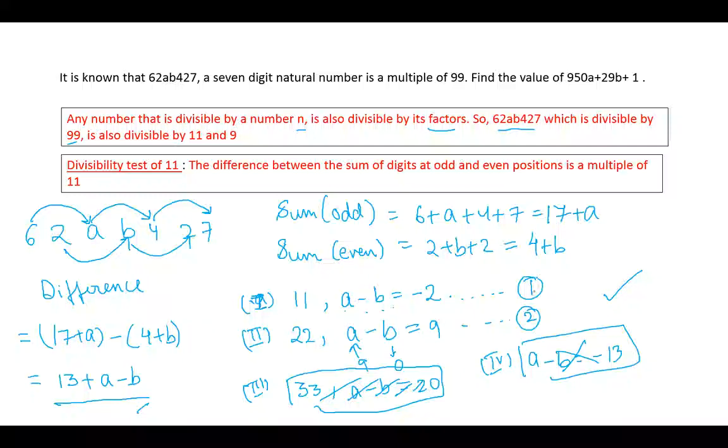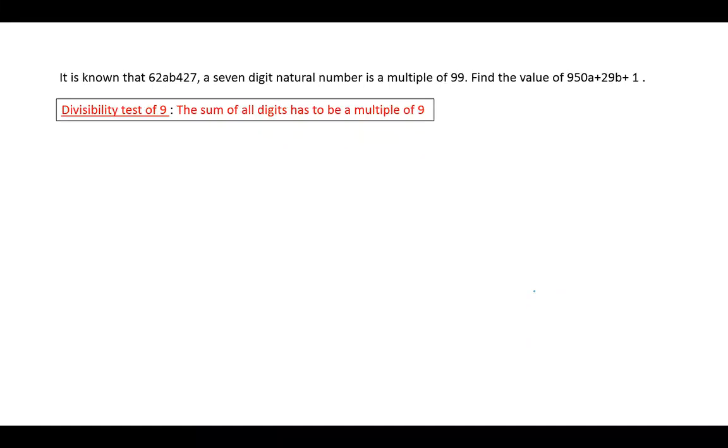Let's check the divisibility test of 9. It says that the sum of all digits has to be a multiple of 9. What is the sum of all digits? It is 6 plus 2 plus A plus B plus 4 plus 2 plus 7.